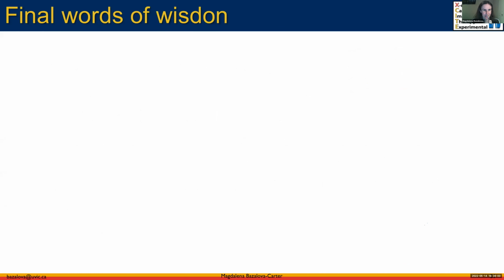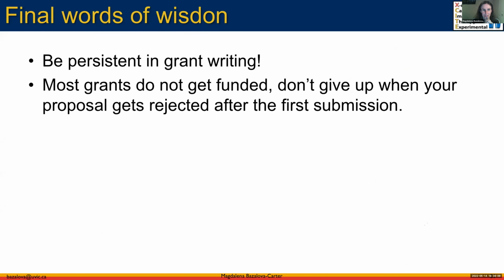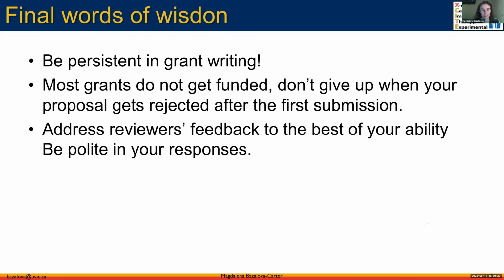So I think this is my last slide. Some final words of wisdom. Be persistent in grant writing. It's very important. Remember that, similar to papers, most grants actually do not get funded. So don't give up when your proposal gets rejected in the first submission. It's very common that that happens.